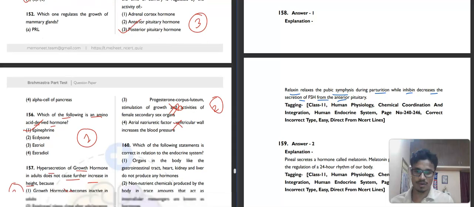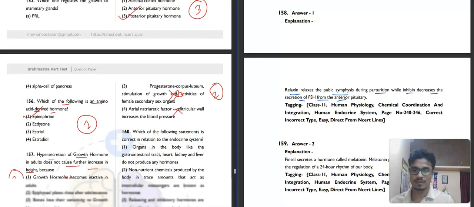Then question number 160. I don't know how it is hanging.